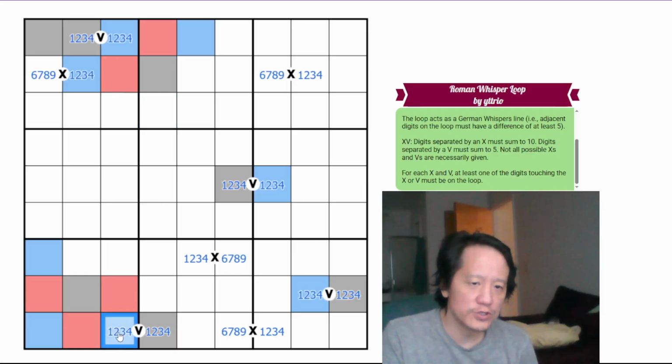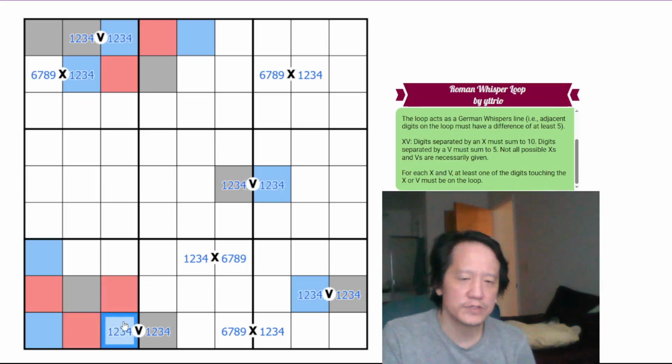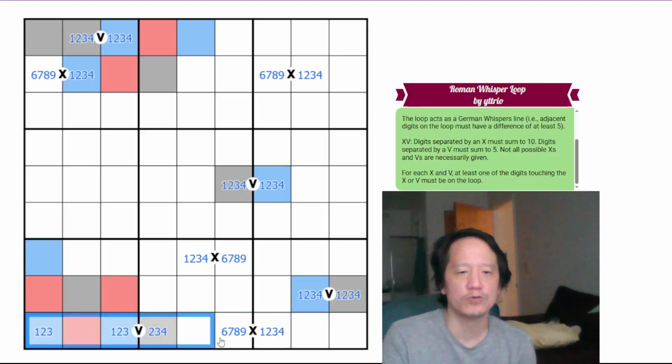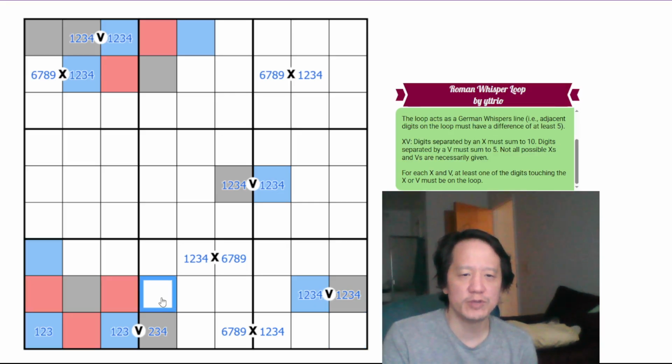This is next to two unique digits on the loop. So this cannot be a 4. This must be next to two unique digits on the loop. So it cannot be a 4. So we have 4 digits in row 9, which are 1 through 4 then. That means the remaining digits in the row cannot be 1 through 4. So this would be low, high, low. But this cannot be low here.